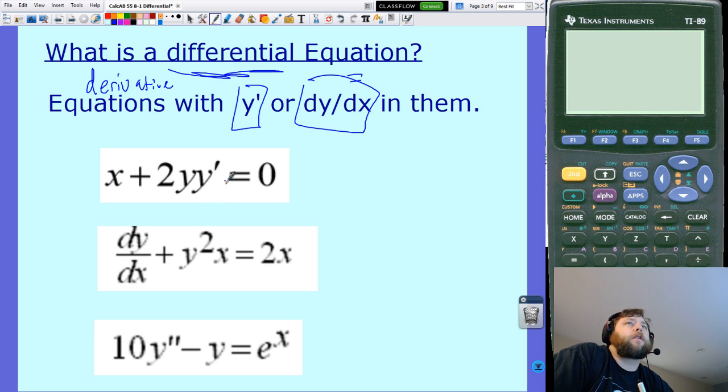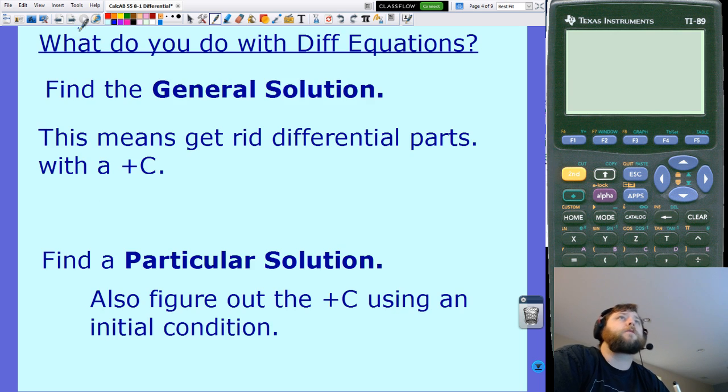So here are some examples of differential equations. x plus 2y times y prime equals 0, because there's a y prime. Or dy dx plus y squared times x is 2x. Or even a double derivative like this one. So these are all differential equations. Well, what can we do with differential equations?